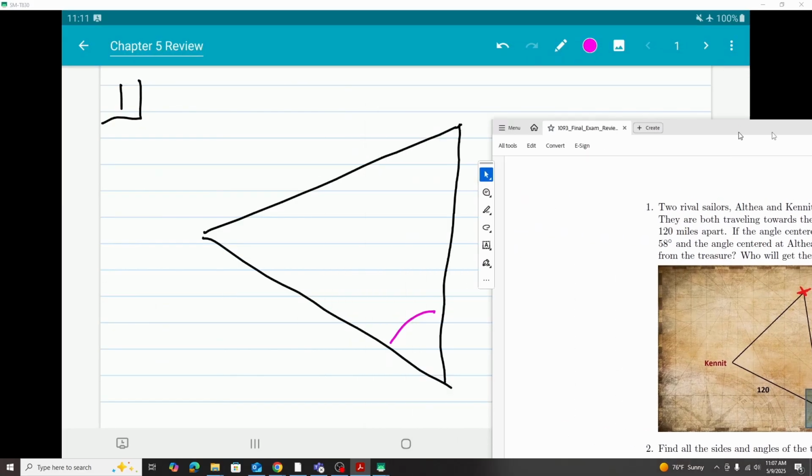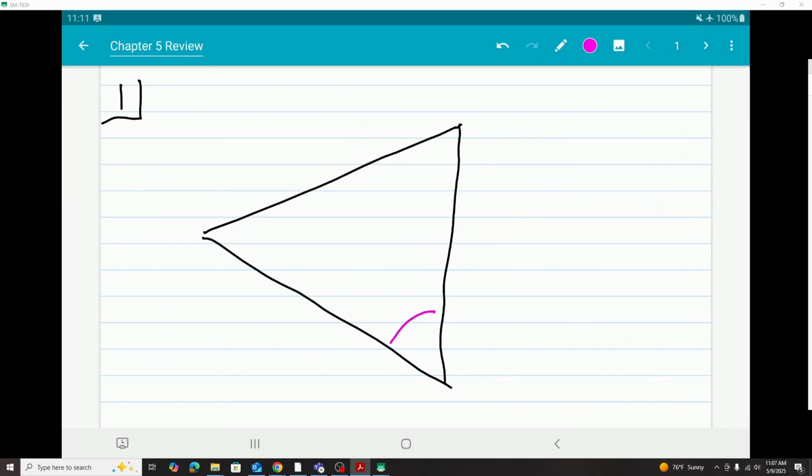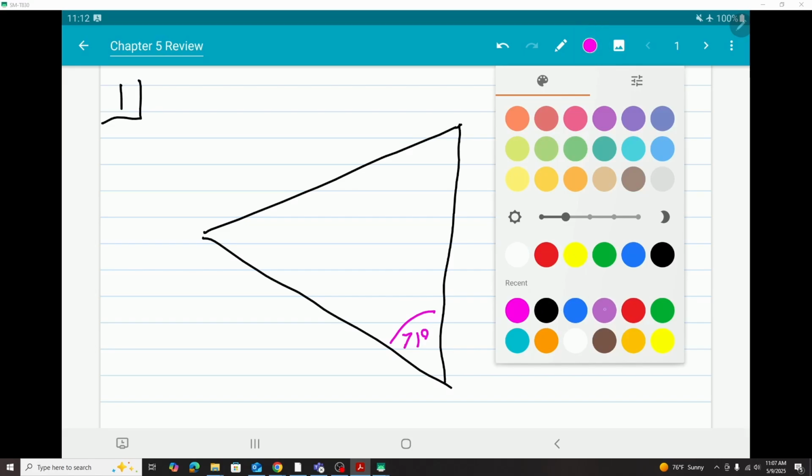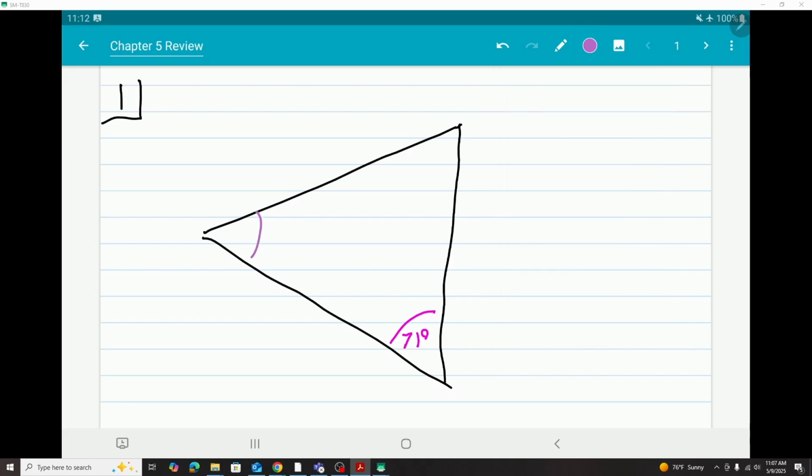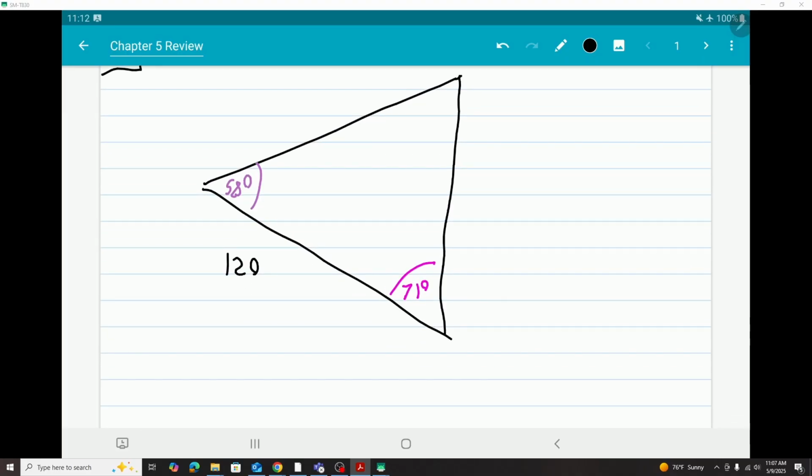All right, so I've drawn the picture down here mostly. I need to fill in my angles. The angle centered at Althea is 71 degrees. The angle centered at Kenneth is 58 degrees. And the distance between the two of them is 120 miles. I'm going to write down that unit just because it doesn't hurt.